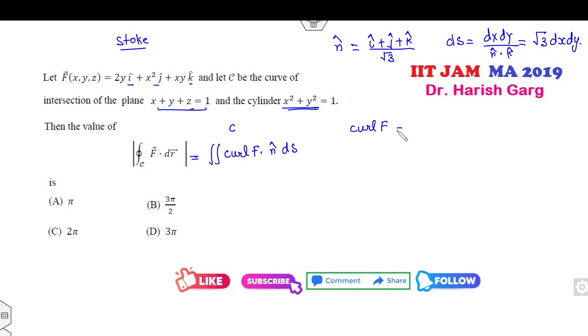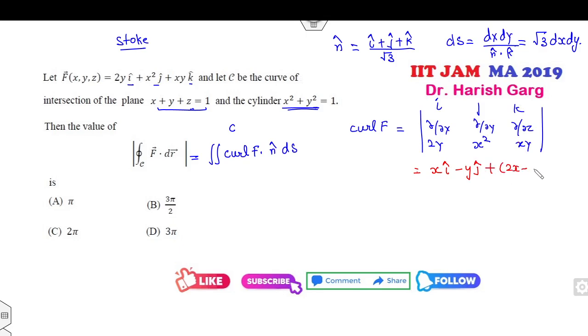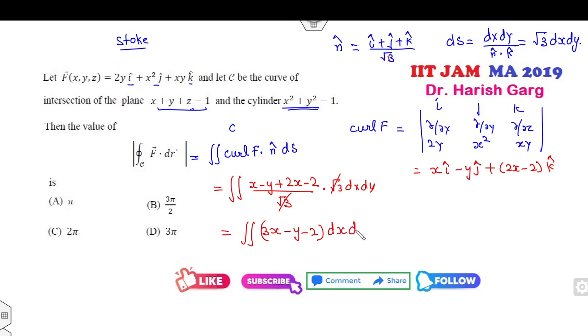So now the only thing is you need to find the curl. It will be 2y, x square, xy. Fine. Can you find it quickly? k, j and i. x square, xy. So it is x minus 0, so it's x of i cap. With respect to j it is y, 0, so it's minus y of j cap. And from the case, 2x minus 2, 2x minus 2 of k cap. So if you substitute this, the dot product of this is x minus y plus 2x minus 2 divided by root 3 into root 3 dx dy. Fine. So this is a double integration of 3x minus y minus 2 dx into dy.